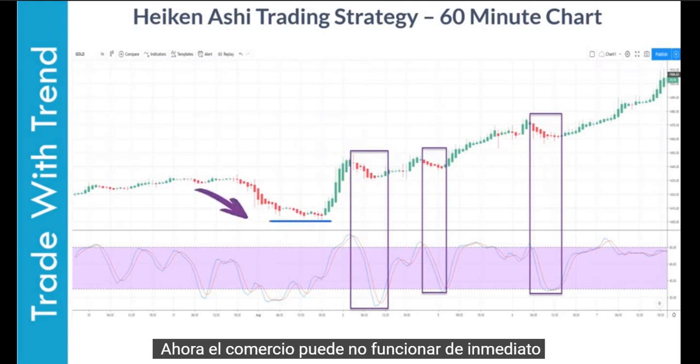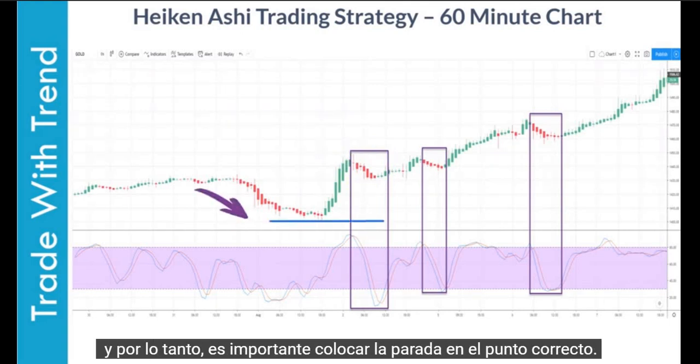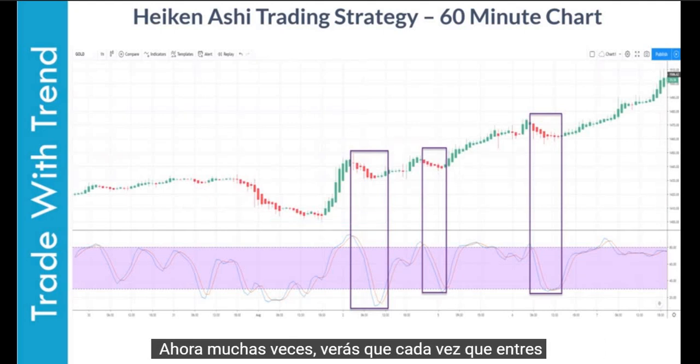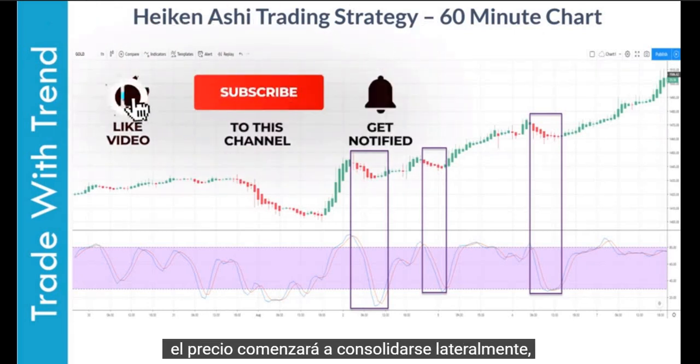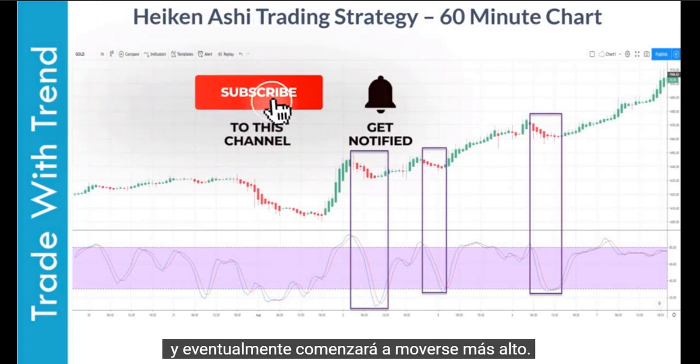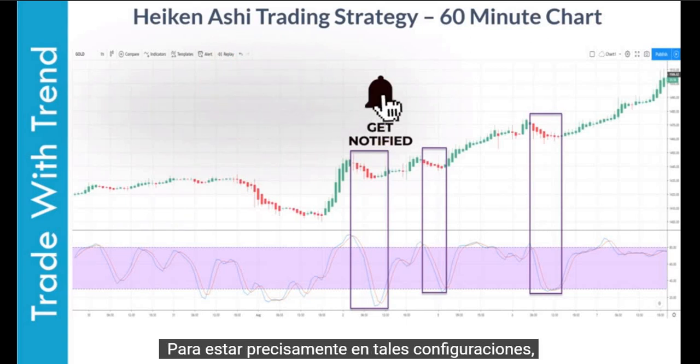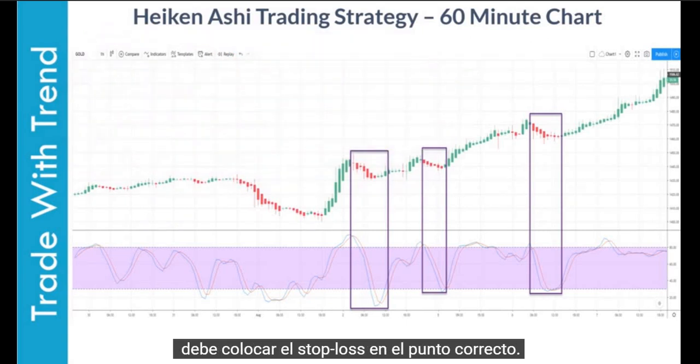Now trade may not work immediately, and hence placing stop at the right point is important. Many a times you will see that whenever you enter based on Icon SE candlesticks, price will start consolidating sideways and will eventually start moving higher. To precisely be in such setups, you need to place stop loss at the right point.